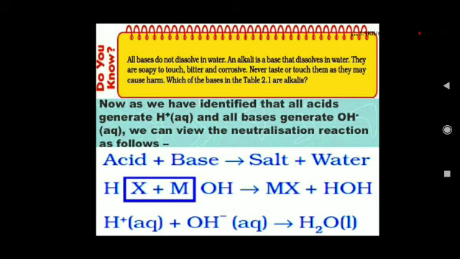Now, as we have identified that all acids generate H+ and all bases generate OH-, we can view the neutralization reaction as follows. In the previous video, we have learnt about the neutralization reaction. A neutralization reaction takes place between acids and bases. When acids and bases react with each other, they give rise to the formation of salt and water, and acids and bases neutralize the effect of each other. So in a neutralization reaction, formation of salt and water takes place.